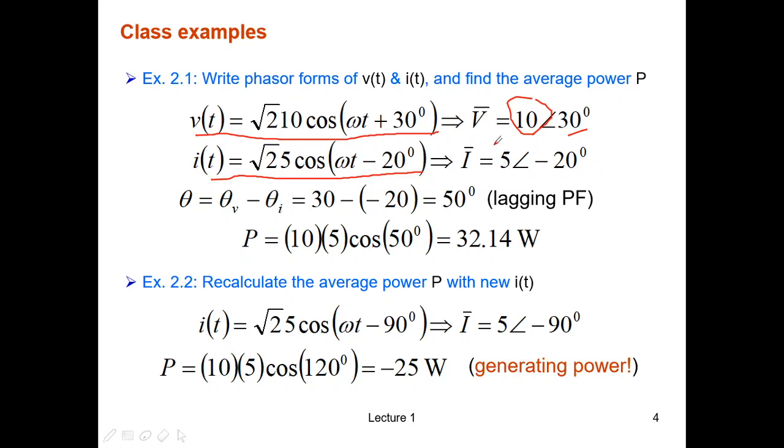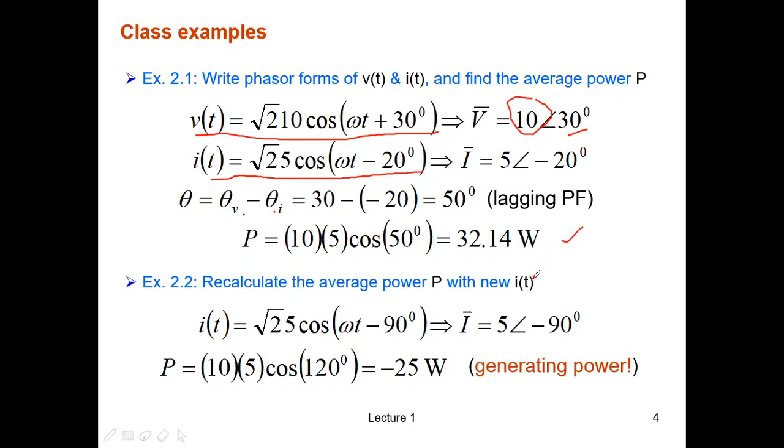After we find the voltage and current phasors, we can calculate the average power by multiplying the RMS values and the cosine of the difference between the voltage phasor angle and the current phasor angle. And in this case, we have a lagging power factor. Why? Because minus 20 here is lagging with respect to plus 30 here. So after some calculation, you have this power.